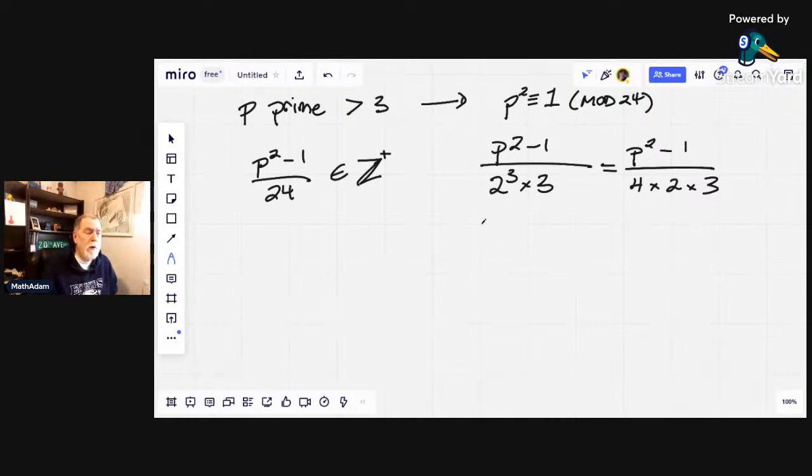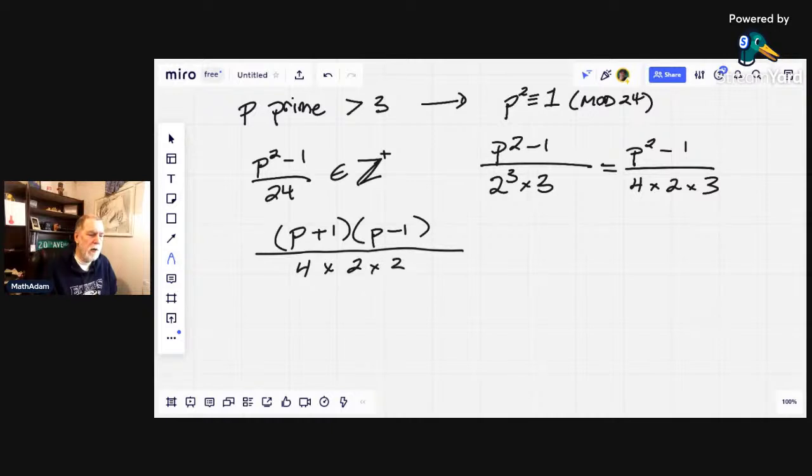So this P squared minus 1, let's factor that. I'm going to keep everything down here because there's not a lot going on here, so I could rewrite everything so we can follow it along. So we factored that into P plus 1 times P minus 1. Okay, that's your factorization of P squared minus 1.